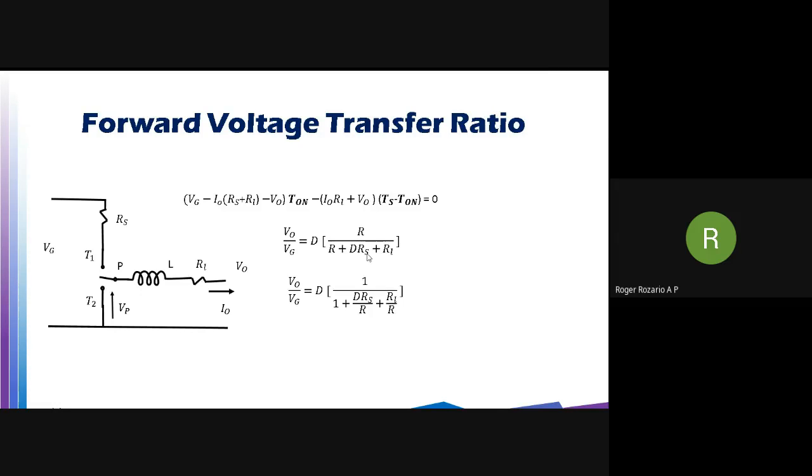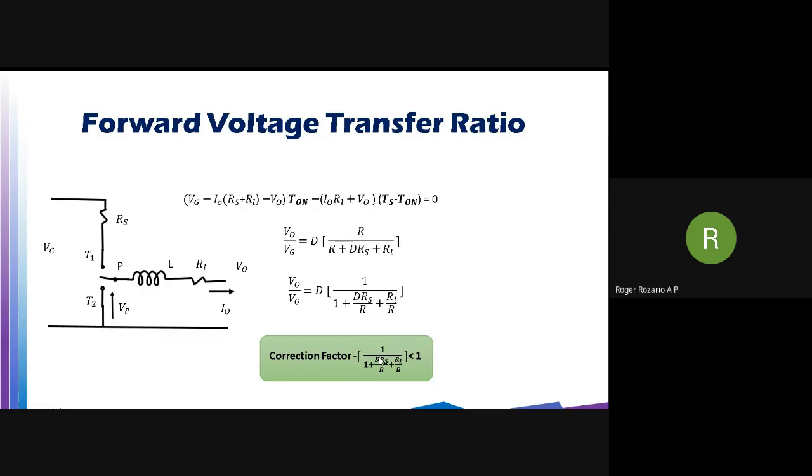So V naught by Vg equals D into 1 divided by, I'm dividing this correction factor by R, so 1 divided by 1 plus D into Rs by R plus RL by R. This is V naught by Vg. So the correction factor will be less than 1.